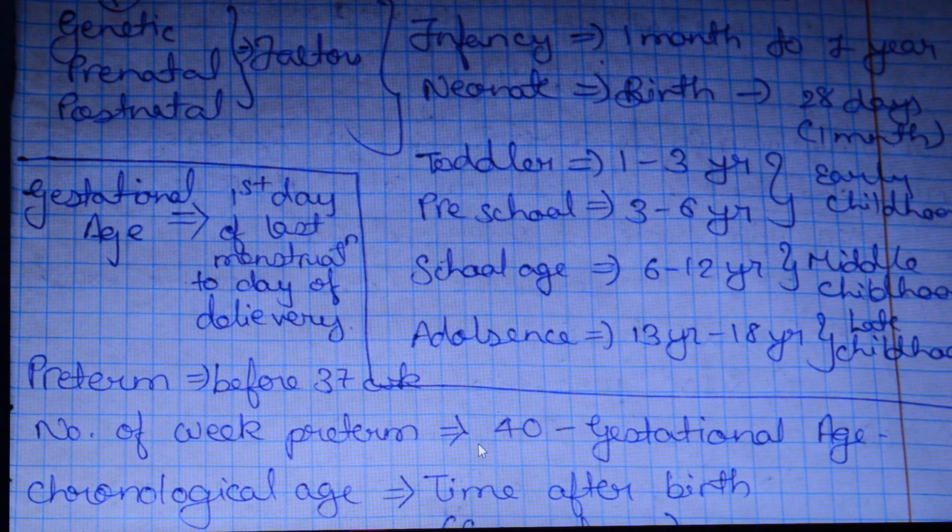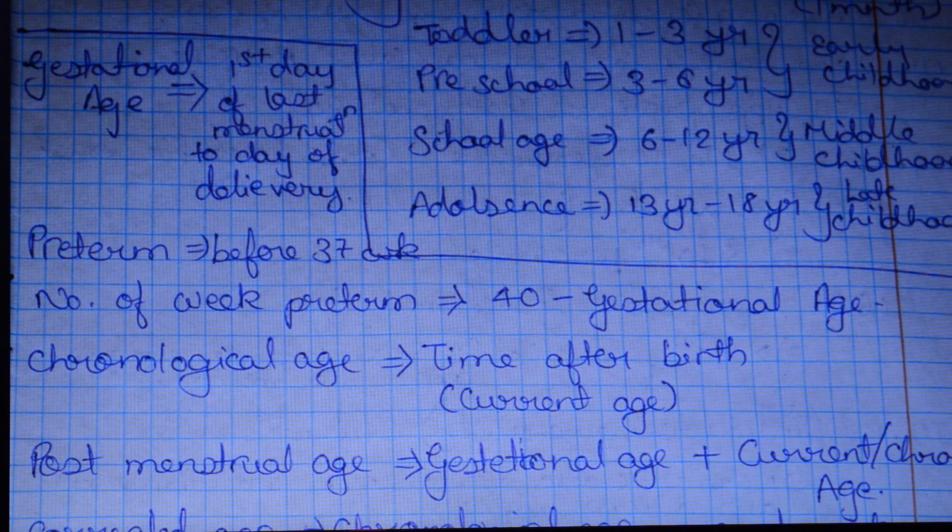And now we should know some basic terms. What is known as the chronological age? The chronological age means the current age or the passport age, the age which is written in your ID cards. That is the chronological age.